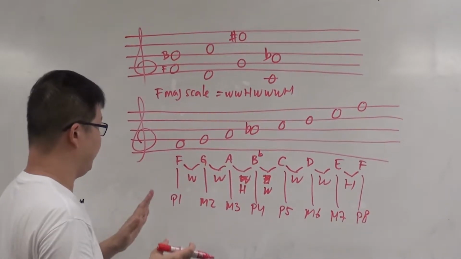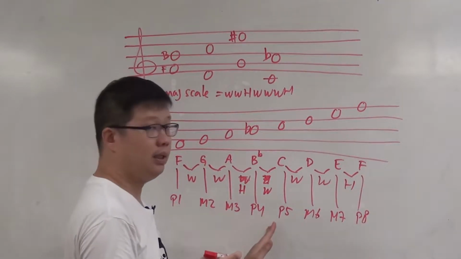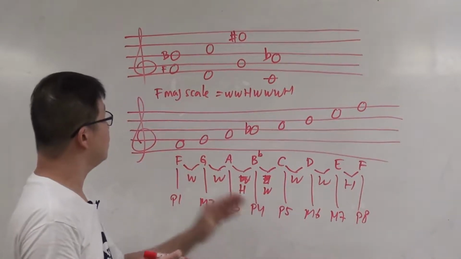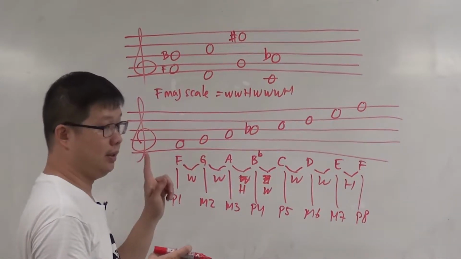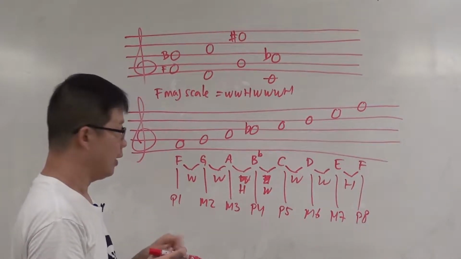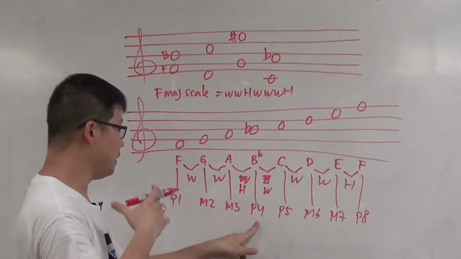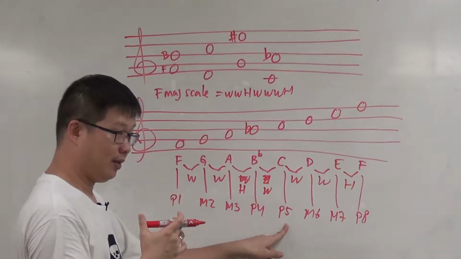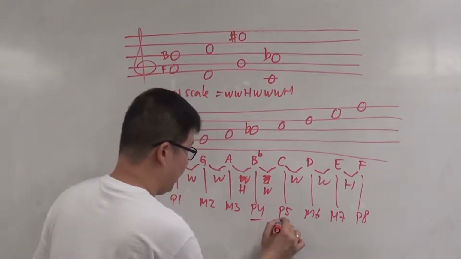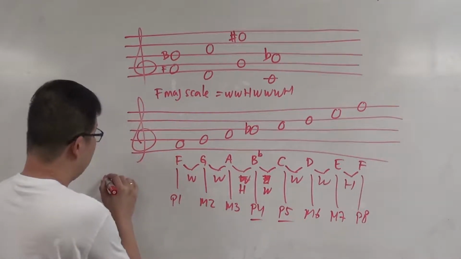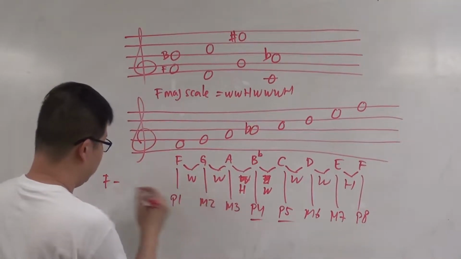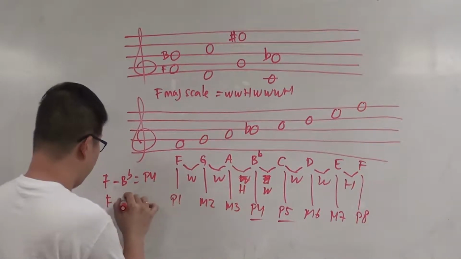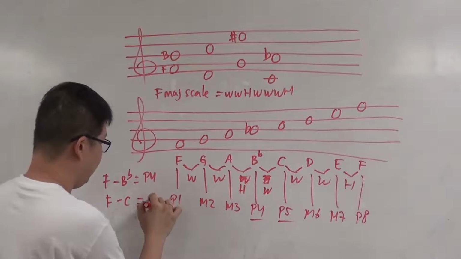Now when we look over here, the question is asking about the distance between F to B. However, do we have B in here? We do not have B, right? But what would be the closest note to B? B flat. What would be the next closest note to B? C. Correct? We have this one, we have this one. Now we know F to B flat is a perfect fourth, F to C is a perfect fifth.